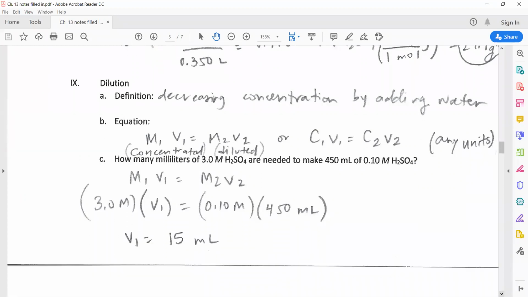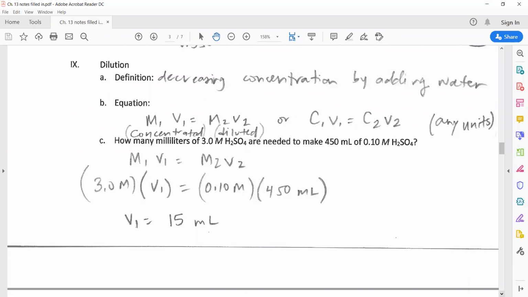Solutions are oftentimes created by using dilution. What dilution is doing is you take a really concentrated solution and you add water in order to decrease the concentration to whatever you want. Like for iced coffee, if you have a concentrate of coffee, you take a little bit of it and then you add enough water to make the concentration that you're looking for.